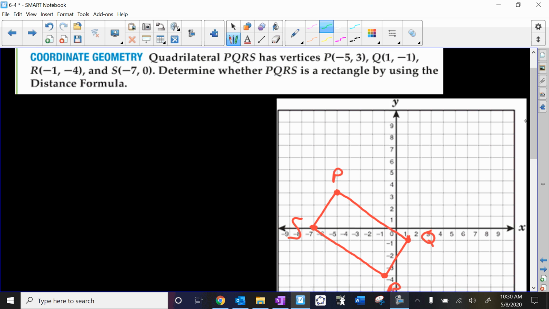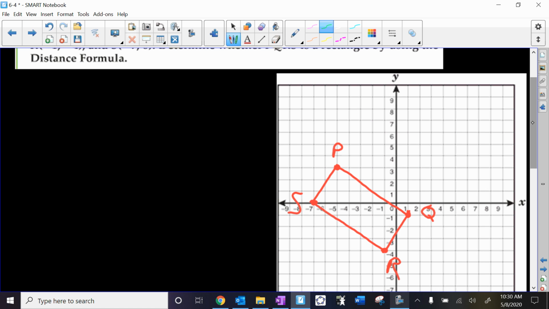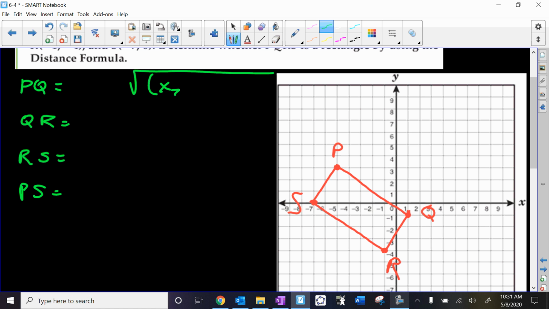You need to find the distances of all the side lengths, which in this case would be PQ, QR, RS, and PS. Again, your distance formula looks like this. So I'm going to start by listing what these distances are.